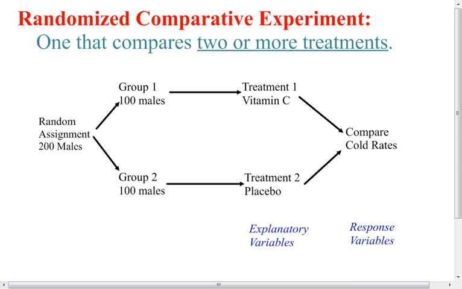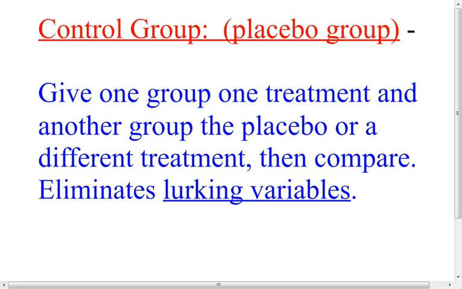Here's an example of a randomized comparative experiment. I started with 200 males. I broke them into 2 groups evenly, and they were randomly assigned. In treatment 1, those males received vitamin C. In treatment 2, those males received a placebo. Those were the explanatory variables, whether they received vitamin C or the placebo. And then in the end, I was going to look at how many colds those males had, and that would be my response variable, or what I am measuring.